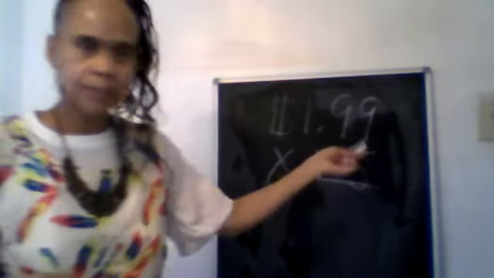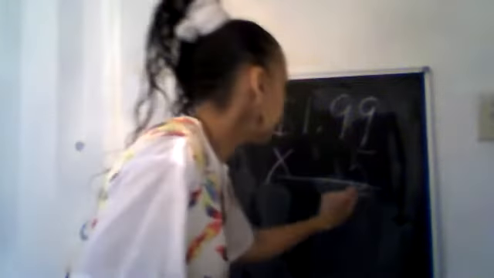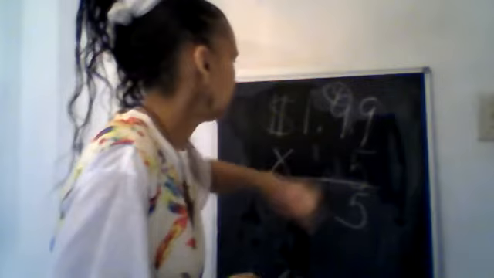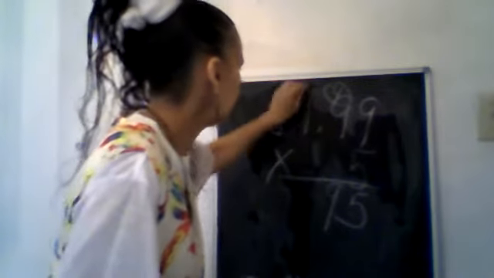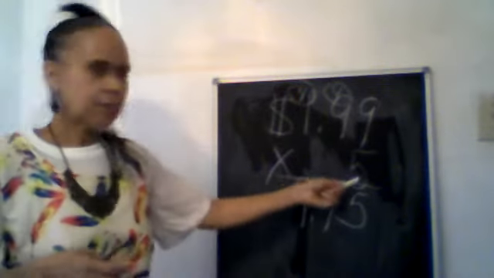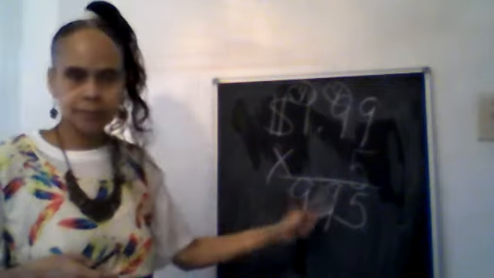Look, 5 items at $1.99. You got 99 cents and 5 items. So all you do is multiply 5 times $1.99. 9 times 5 is 45. Plus 4 is 49. Carry your 4. 5 times 1 is 5, and 4 is 9. So 5 items at $1.99, you get $9.95. So just simple multiplication. I don't want to do too many of those.